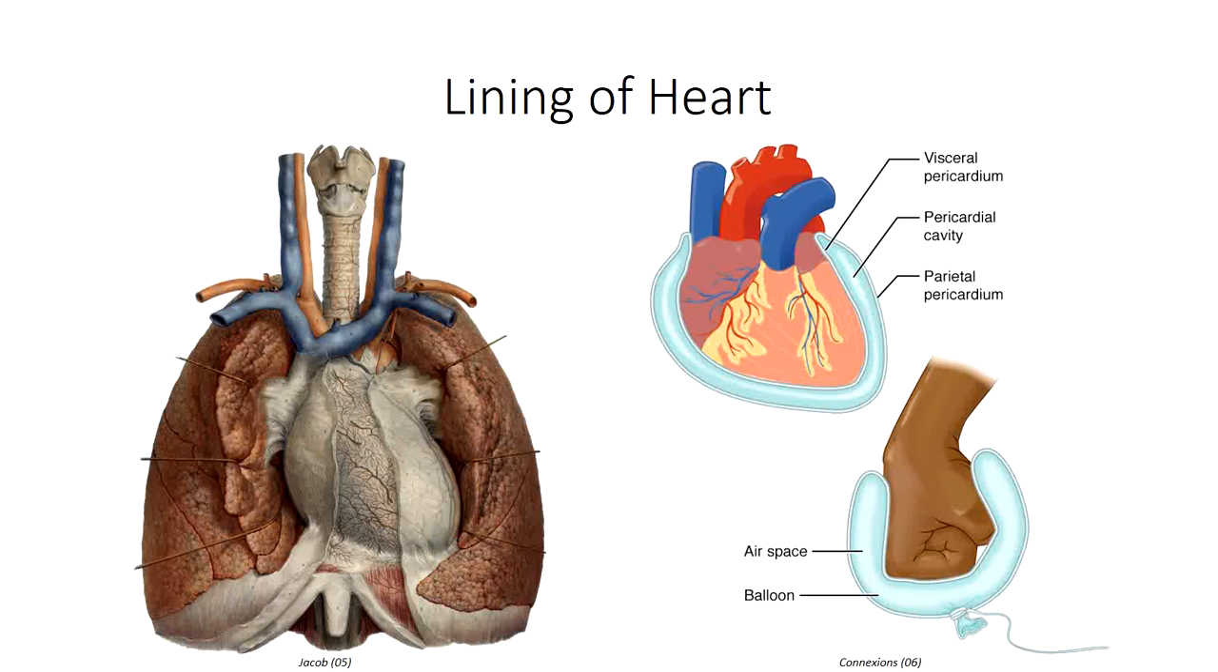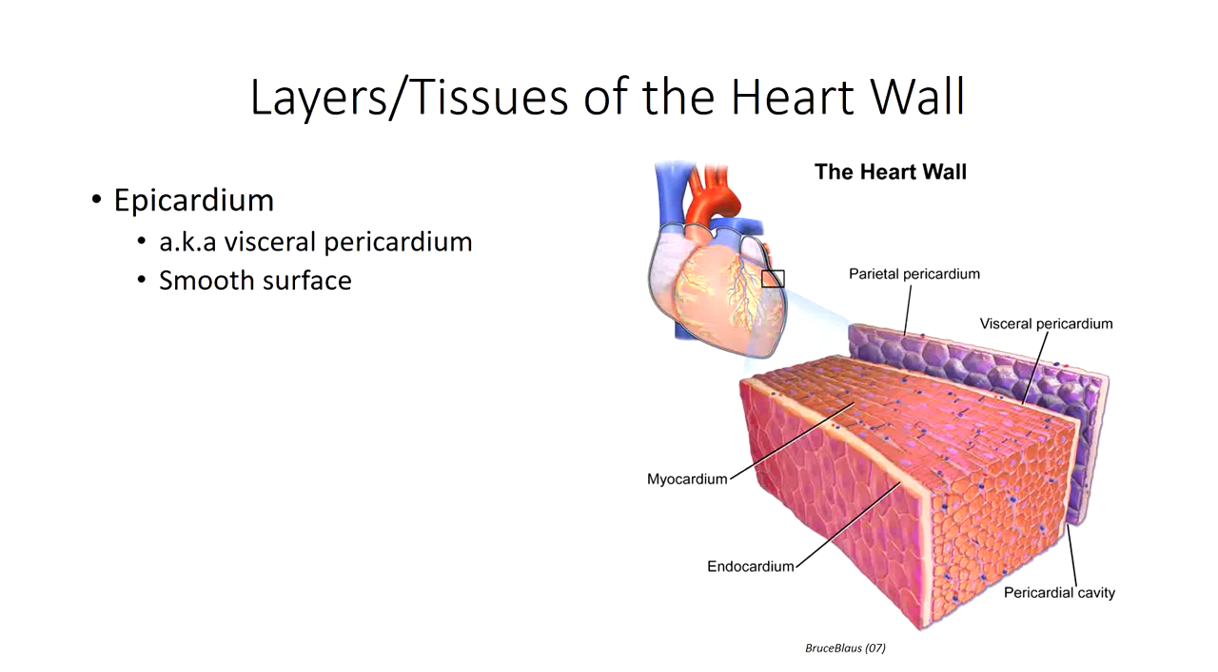The tough outer layer is referred to as the fibrous pericardium, and the thin inner parietal membrane is called the serous pericardium. This image gives us a magnified view of the pericardial sac in the heart wall itself. Again, we see that outer fibrous pericardium and parietal serous membrane that form the pericardial sac. The visceral serous membrane can now be seen as the external layer of the heart and can also be referred to as epicardium. Remember though, using our fist in a balloon example, the epicardium or visceral pericardium, whichever term you want to use, is that inner portion of the balloon that comes into contact with the fist.